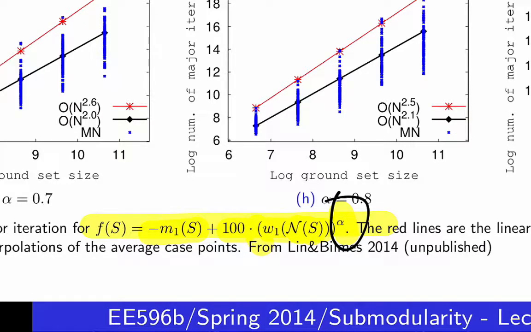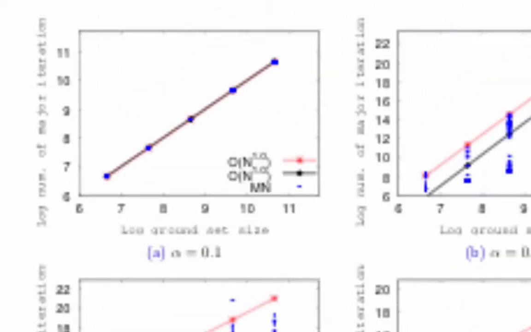So if you change alpha, the alpha sort of controls the degree of the curvature of the function to some extent. It says, how much do we want to have global additional diminishing returns over the neighbors in the bipartite neighborhood function? So let's take a look at some of these.